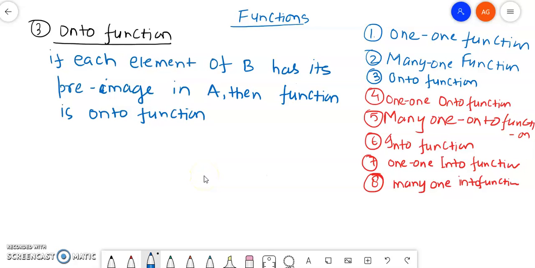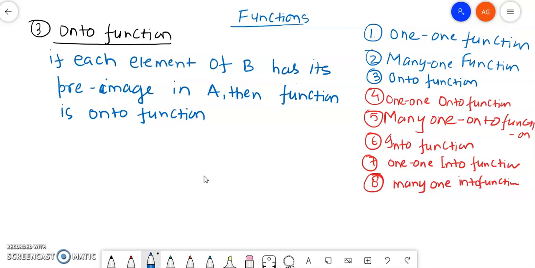This is the third type of function. In the previous lecture, we discussed one-one function as well as many-one function. Now, in this video, we will discuss onto function.